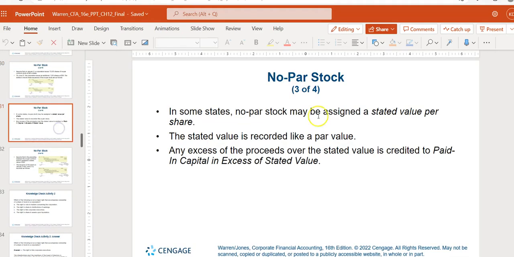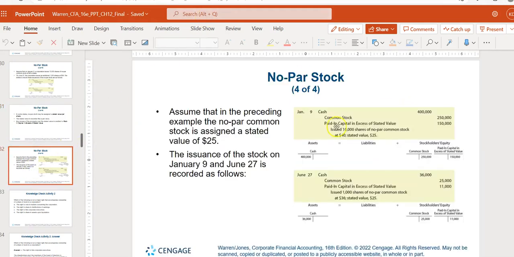Now, let's see here. We can assign a stated value. Now what happens is this is with the state, okay? The state puts the minimum value, the minimum stated value. So it would be just like having a par, okay? So here's the cash coming in at $400,000. This is my shares. And then this is my paid in capital in excess of stated value. So it could be paid in capital in excess of par. So I'm always going to have that information ready. And then here is the same thing right here. Okay.